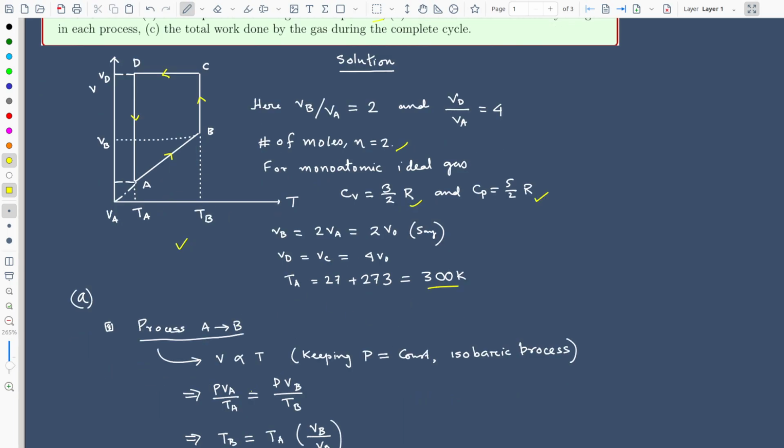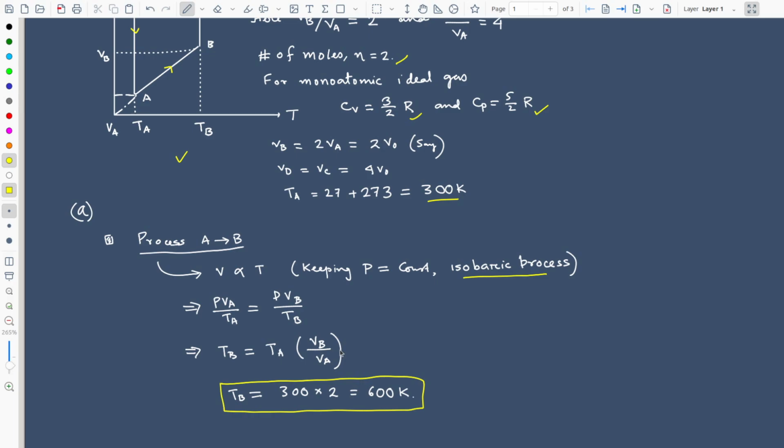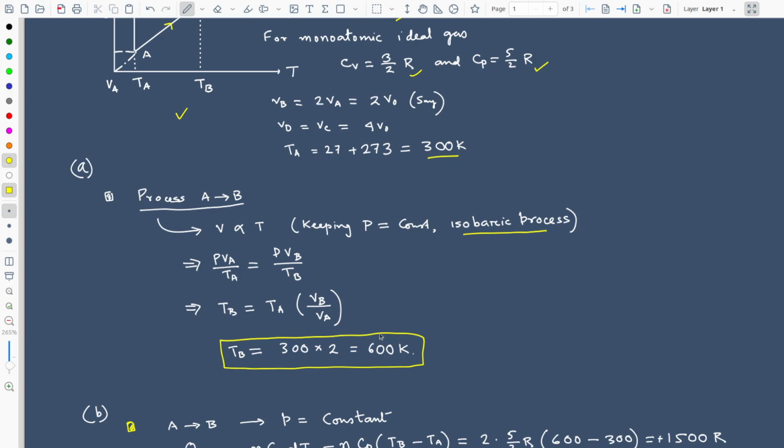First part, the temperature of the gas at the point B. Here V is proportional to T, keeping pressure constant, an isobaric process. PVa by Ta equals PVb by Tb. P cancels out, Tb equals Ta times Vb by Va. And if we put all these numerical values, this will be 600 Kelvin.